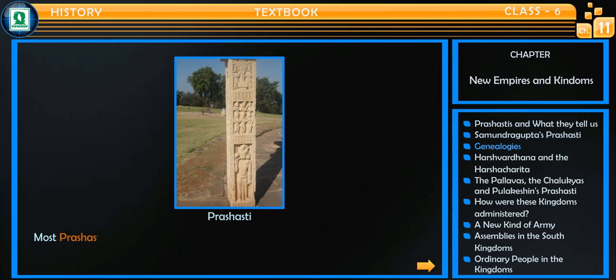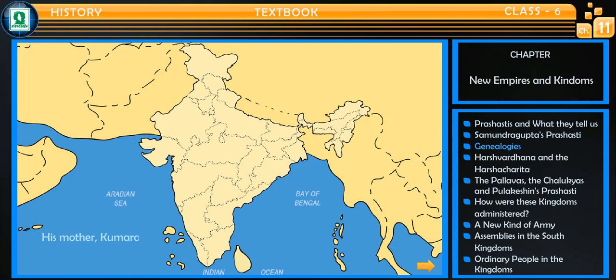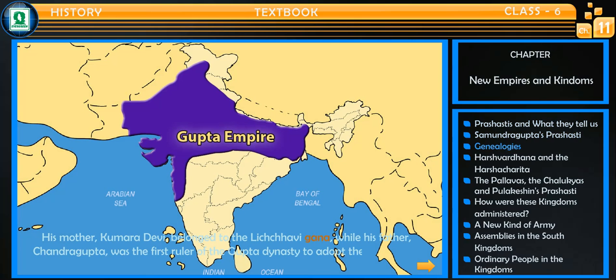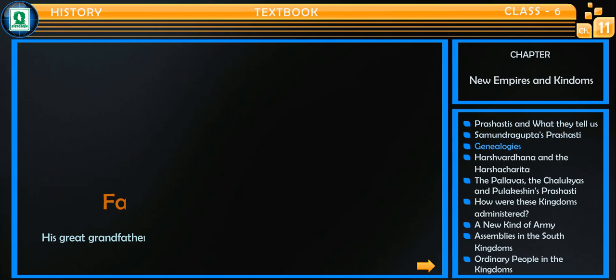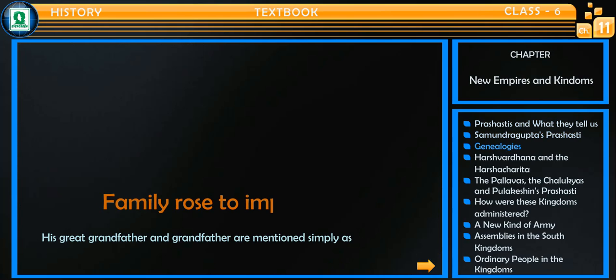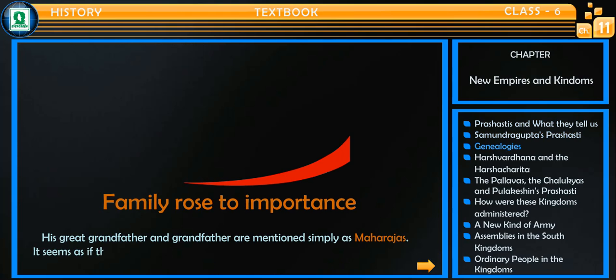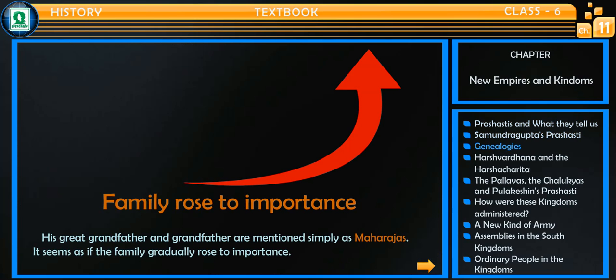Genealogies. Most prashastis also mention the ancestors of the ruler, like the Harisena prashasti. The prashasti also mentions Samudragupta's great-grandfather, grandfather, father and mother. His mother Kumara Devi belonged to the Lichchhavi Gana, while his father Chandragupta was the first ruler of the Gupta dynasty to adopt the grand title of Maharaja Adhiraja, a title that Samudragupta also used. His great-grandfather and grandfather are mentioned simply as Maharajas. It seems as if the family gradually rose to importance.